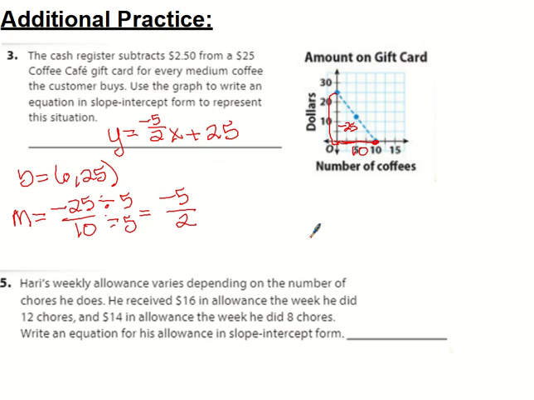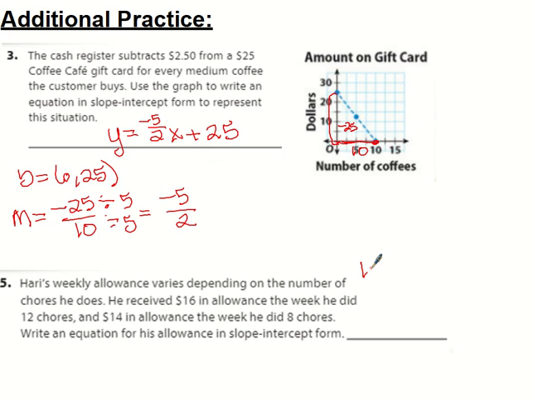All right, number 5, which is technically number 4. Harley's weekly allowance varies depending on the number of chores she does. He receives $16 in allowance the week he did 12 chores and $14 in allowance the week he did 8 chores. Write an equation for his allowance in slope-intercept form. So these are our points right here. Okay, the chores to the money, right? How much money he's receiving depends on how many chores he does. So the chores are our X's, and the allowance is our Y's.